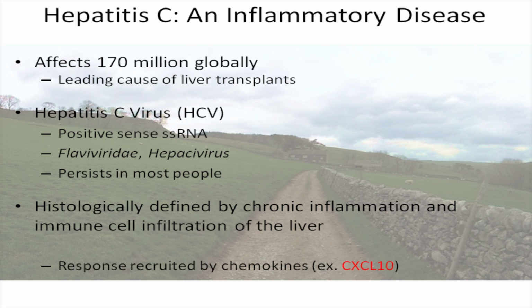So hepatitis C, as we all know, affects 170 million people globally. It's the leading cause of liver transplantations, and it's caused by hepatitis C virus, which is a positive sense single-stranded RNA virus in the Flaviviridae and the Hepacivirus genus. It persists in most people, and it's histologically defined by chronic inflammation and immune cell infiltration of the liver. And these cells are recruited to the liver and the sites of infection by chemokines. And in particular, CXCL10 is a major player in this immune cell and non-parenchymal cell recruitment.